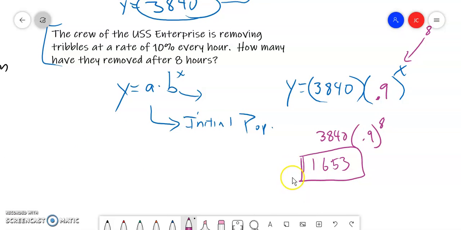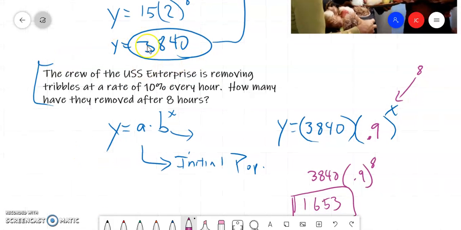So it looks like they still have a lot of work to do, and maybe they should up their efforts to 20% per hour. And this is also operating under the assumption that the tribbles have stopped multiplying, and this is their current population.